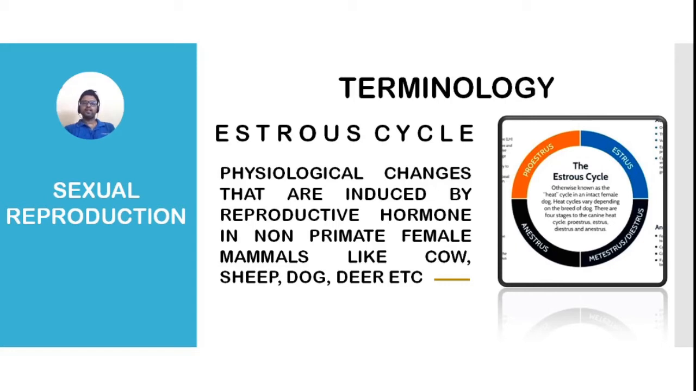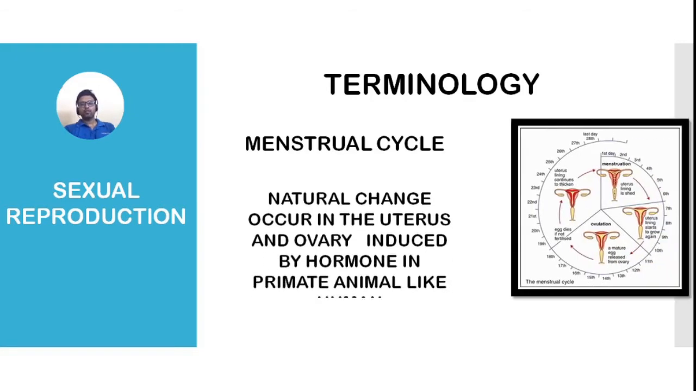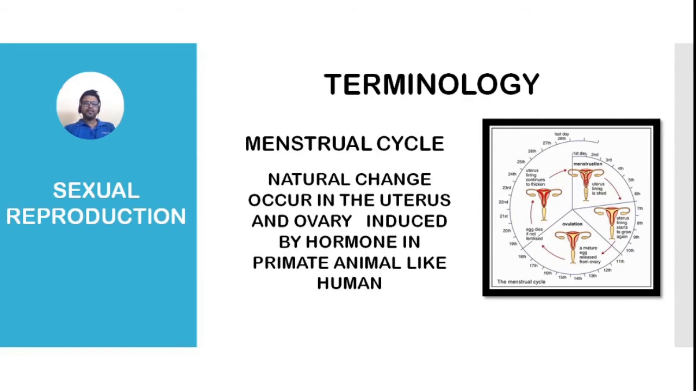sheep, dog, deer, etc. And the next term is menstrual cycle. Menstrual cycle is similar to estrous cycle. This cycle is responsible for production of the female gamete in primate animals like human beings, and this cycle is also induced by different types of reproductive hormones. In human reproduction, we will discuss these reproductive hormones.